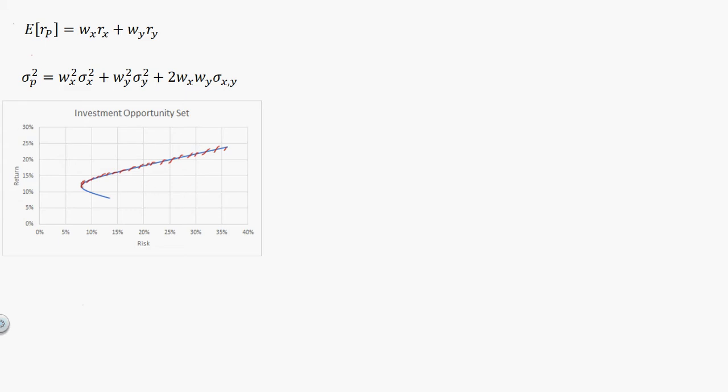So how do I go about drawing that line? Well, it's graphing just like what you've done in your high school math classes. I need the weight of X and the weight of Y. In order for me to be able to do this, I need to know the expected return of X, expected return of Y, which we've already shown in a previous video, and I need to know the covariance of X and Y. I need to know the variance or the risk of X, the variance or the risk of Y.